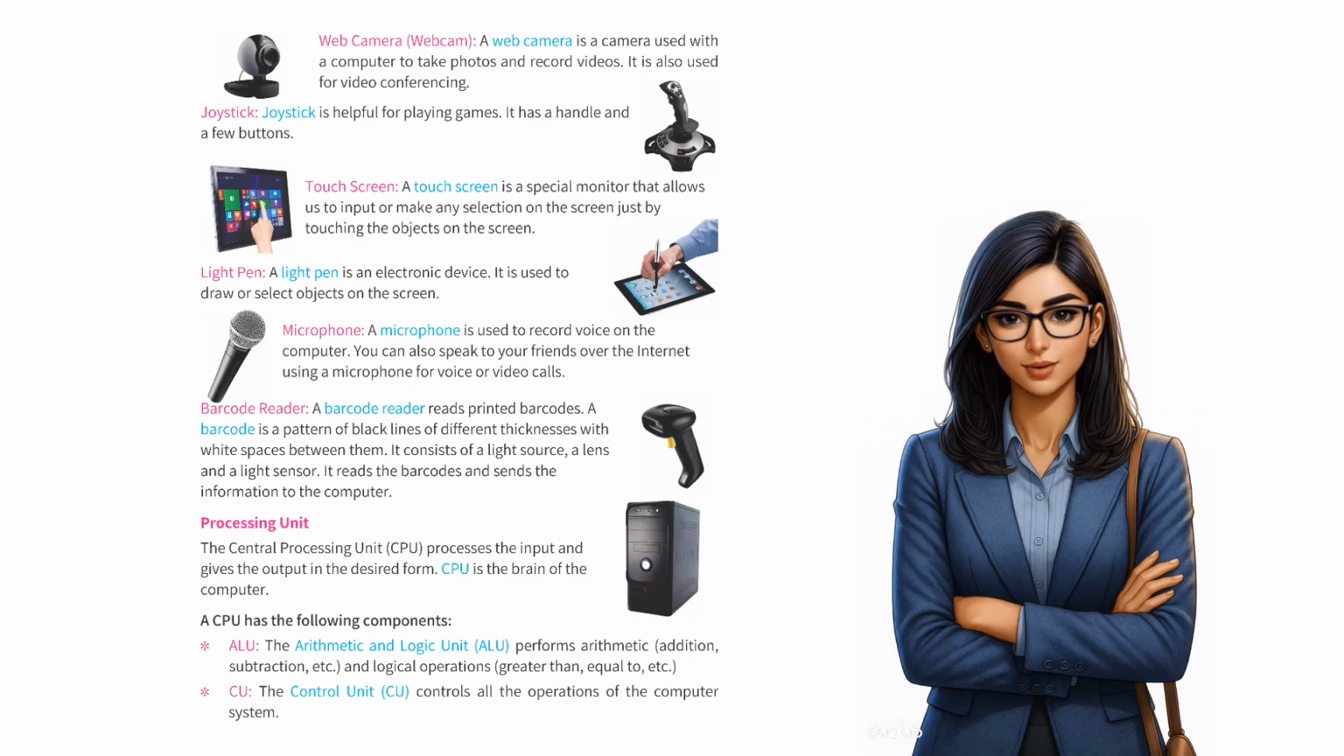Touch screen. A touch screen is a special monitor that allows us to input or make any selection on the screen just by touching the objects on the screen. Light pen. A light pen is an electronic device. It is used to draw or select objects on the screen.